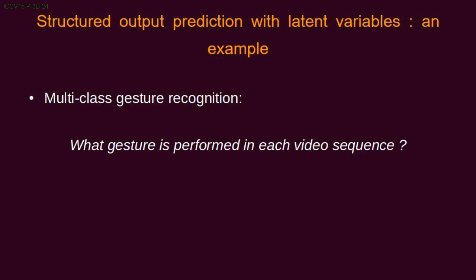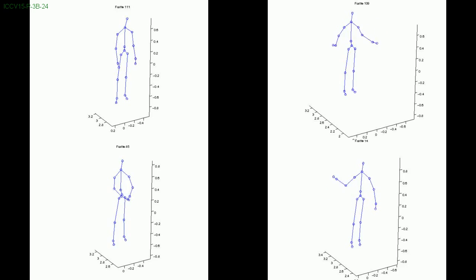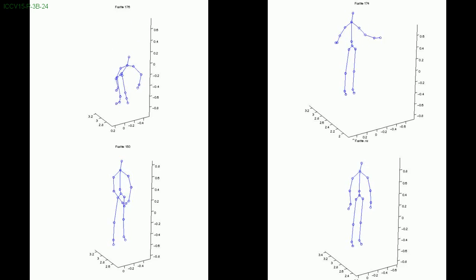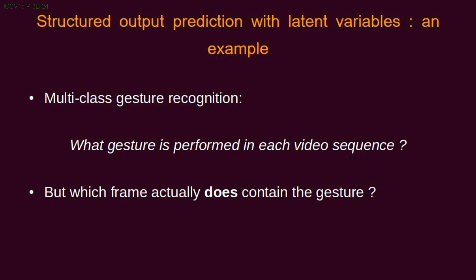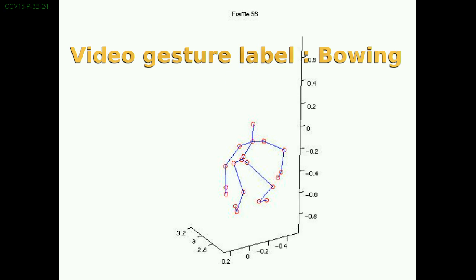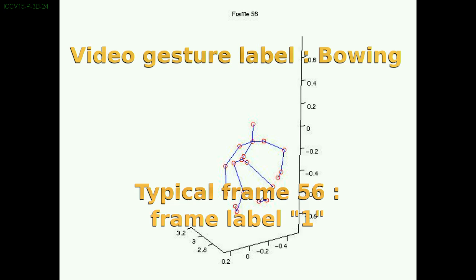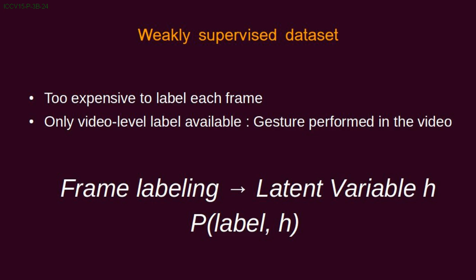Suppose you want to perform a structured prediction task such as multi-class gesture recognition from video sequences. You don't know which video frame actually contains the gesture, but only the video label. It would be too expensive to label each frame. To deal with such weakly supervised datasets, we model the lack of frame-level labels with latent variables and consider the joint distribution of the gesture label and the latent variables.